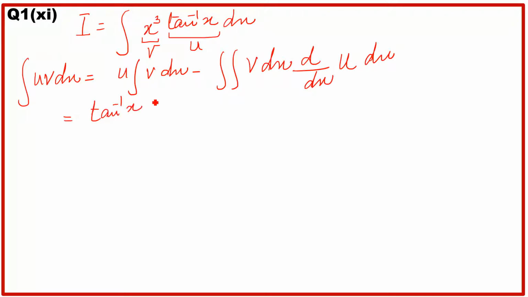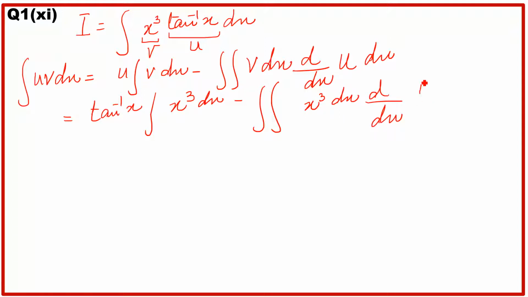So we get tan inverse x times the integral of x cube dx, minus the double integral of x cube dx times d by dx of u, which is tan inverse x dx. Why are we considering tan inverse as the first function? Because here we have to take the derivative. When we take the derivative of tan inverse x, it converts to an algebraic expression, and here we will use the power rule.